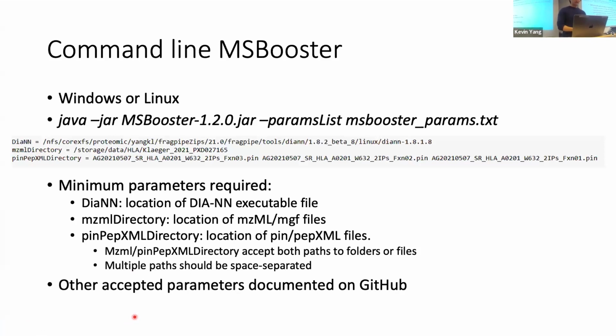If you want to use MSBooster via the command line, it's supported on Windows or Linux, and it's a Java-based tool. So you can just do java -jar, provide a path to the jar file for MSBooster, and then you have this parameter list. This is where you provide all your parameters. At the very minimum, all you need to provide is the location of your DIA-NN executable file for the prediction model, a path to your mzML directory that has your mass spec data, and then the pin/pepXML directory, which is where all your pin files are as well. But there are other parameters that are also accepted and are documented on GitHub.